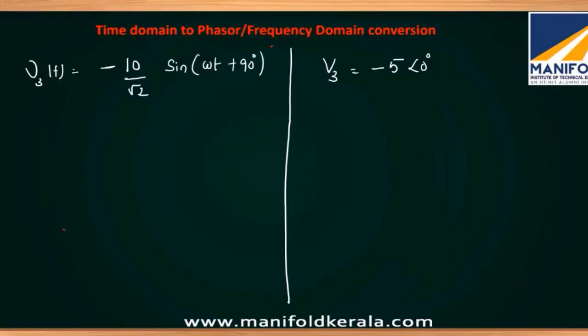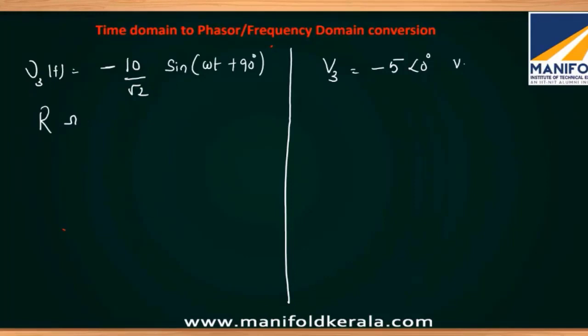Understand? Because I am scaling with this root 2, I have to convert this into cos. Cos will become, I have to again subtract 90. So it will become cos omega t. So it will become minus 5 at an angle 0, so many volt. Understand?